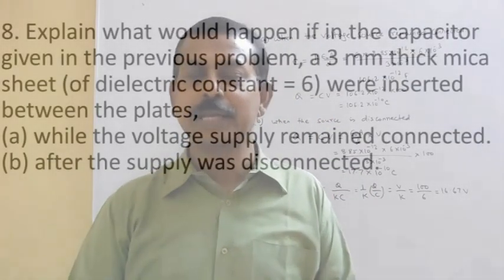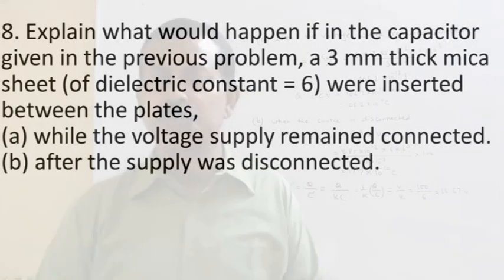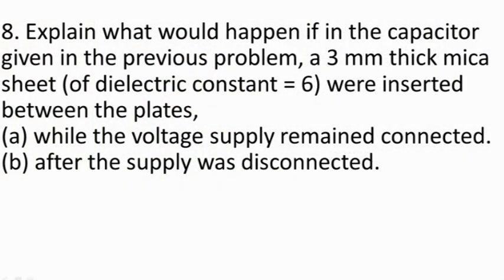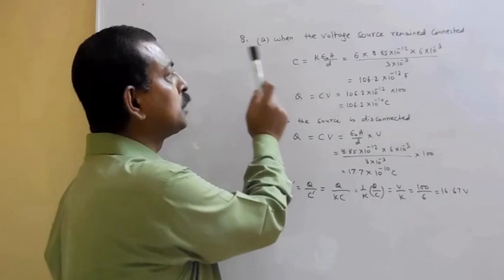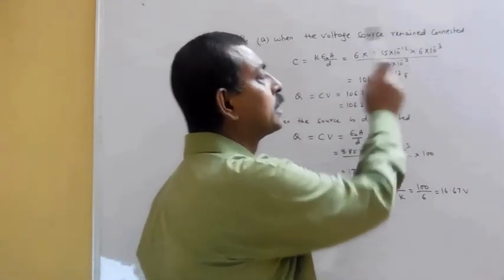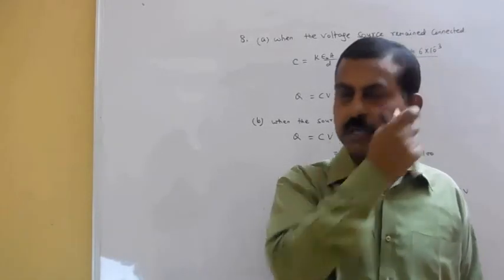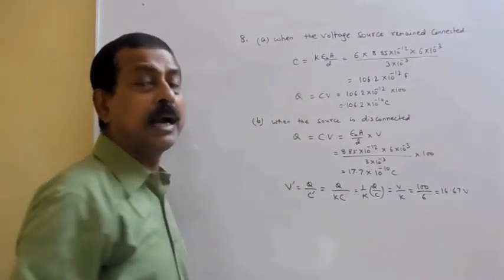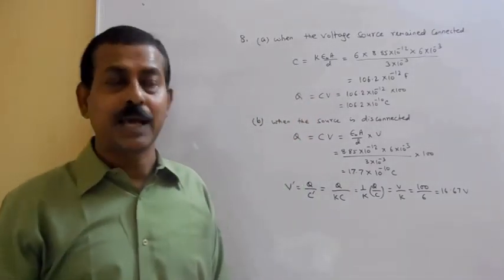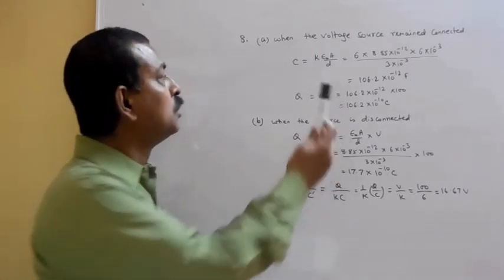Explain what would happen if, in the capacitor given in the previous problem, a 3 millimeter thick mica sheet of dielectric constant 6 were inserted between the plates, while the voltage supply remained connected. And the second part, after the supply was disconnected. So let's take this question. In the first part, the voltage source remained connected. So as the voltage source is connected to the capacitor, and after that we have inserted the dielectric slab between the plates of the capacitor.